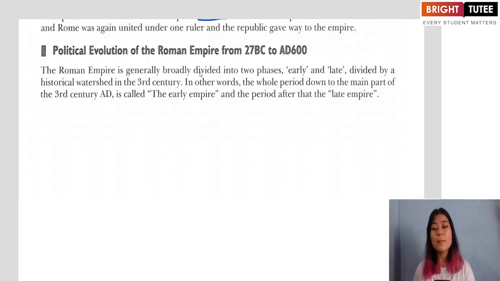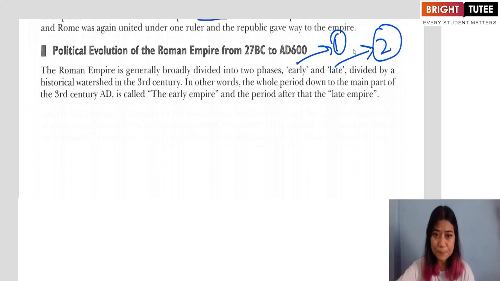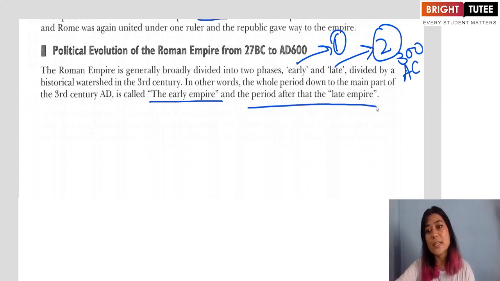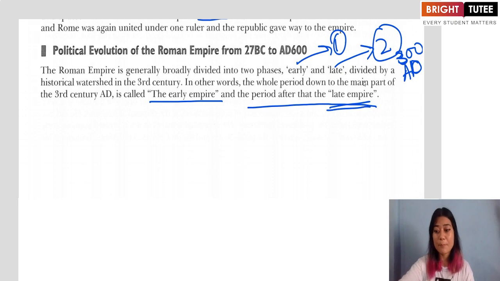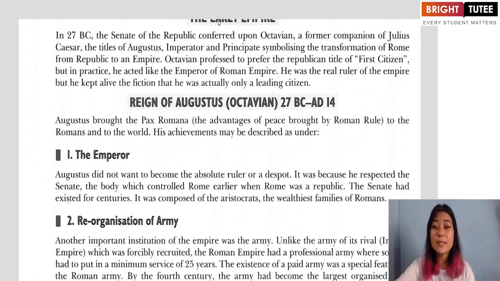Now, when we look at the Roman Empire, we can divide it into two phases. We can understand the Roman Empire by dividing it into two phases. The first phase is called the early phase, and the second phase is called the late phase. They are divided by a period, which is the 3rd century or 300 AD. In other words, the period until 300 AD is called the early Roman Empire, and the period after 300 AD is called the late empire or late Roman Empire. So now let's look at the early empire.